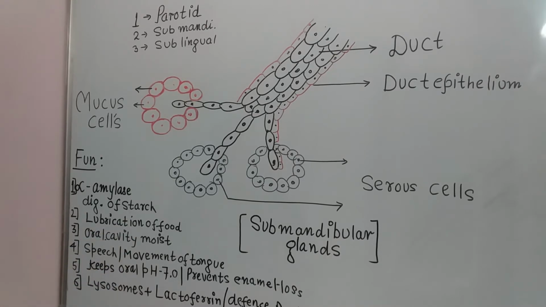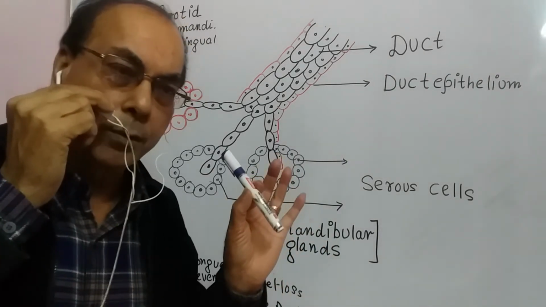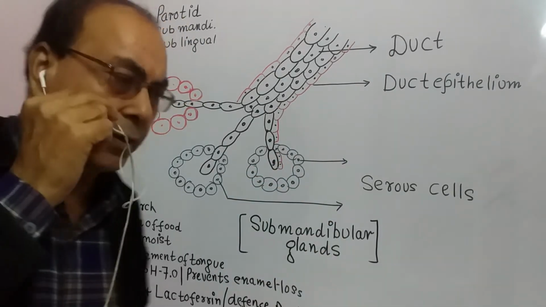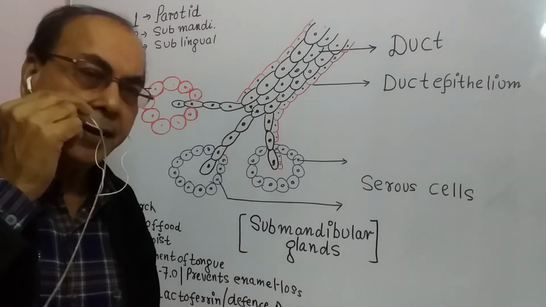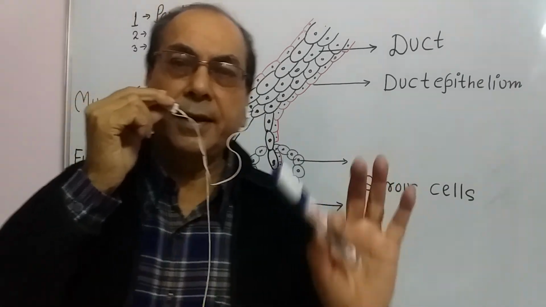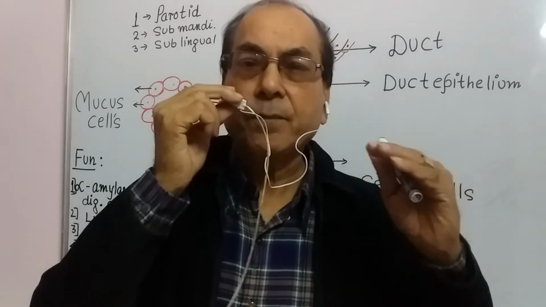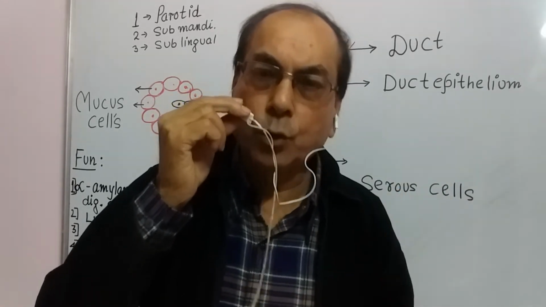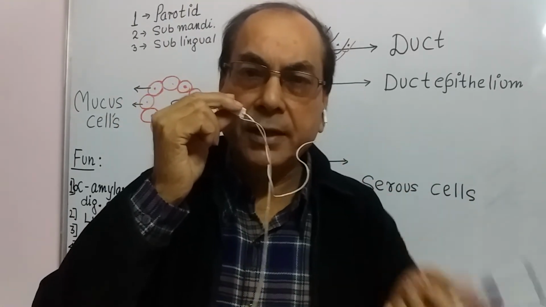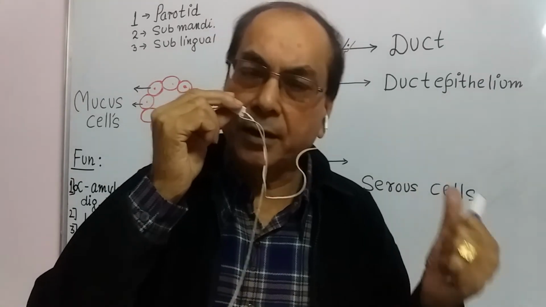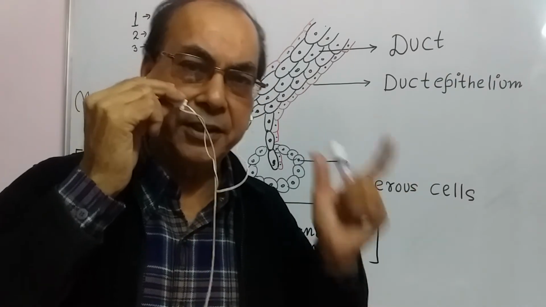Number 5, it keeps the oral pH value at 7.0. The pH value, the hydrogen ion concentration, is 7.0, which prevents enamel loss. Enamel means the upper shining part of our teeth. It completely protects the shining part, the first upper layer of our teeth. In this way, it prevents the decaying of our teeth.